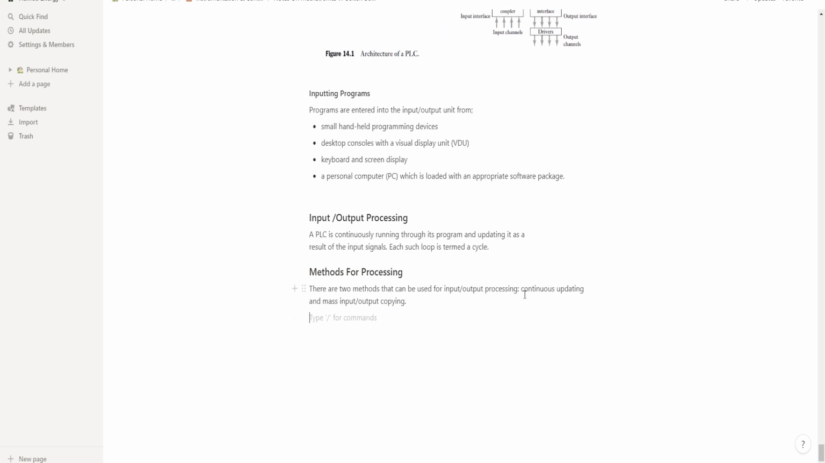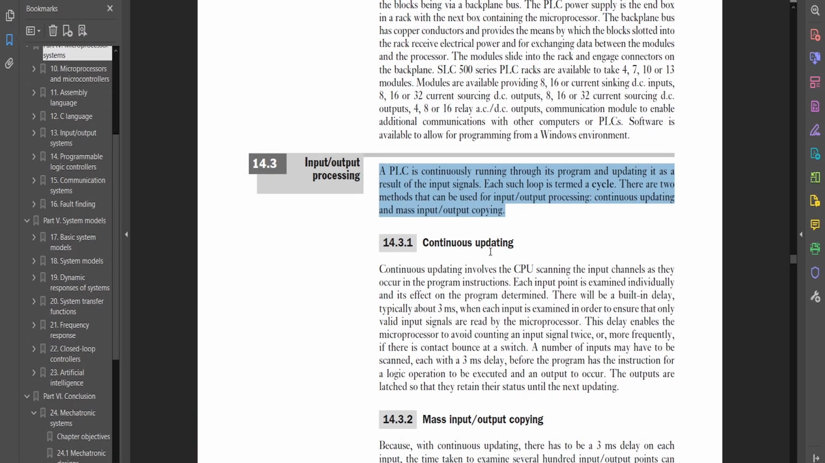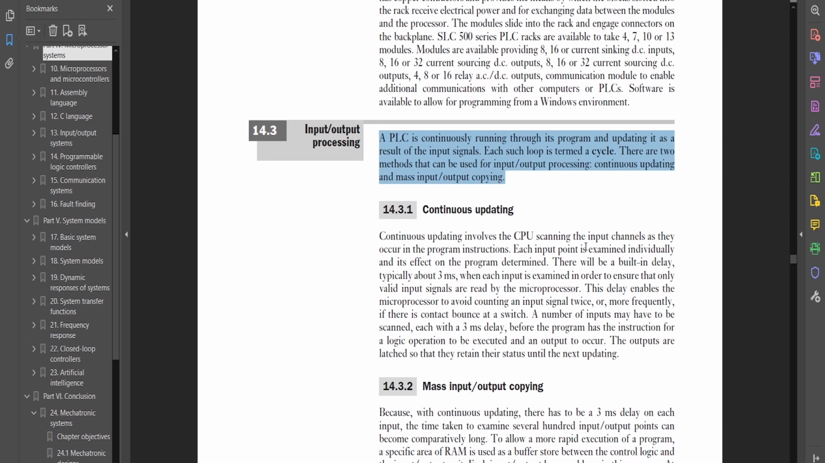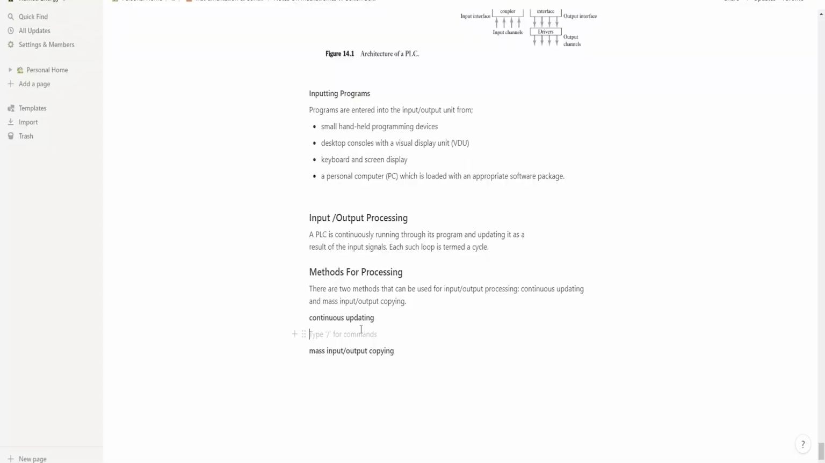And then we've got continuous updating and mass input output copying. Okay, so continuous update involves the CPU scanning the input channels as they occur in the program instructions. Each input point is examined individually and its pertinent program determined. Okay, I get that.